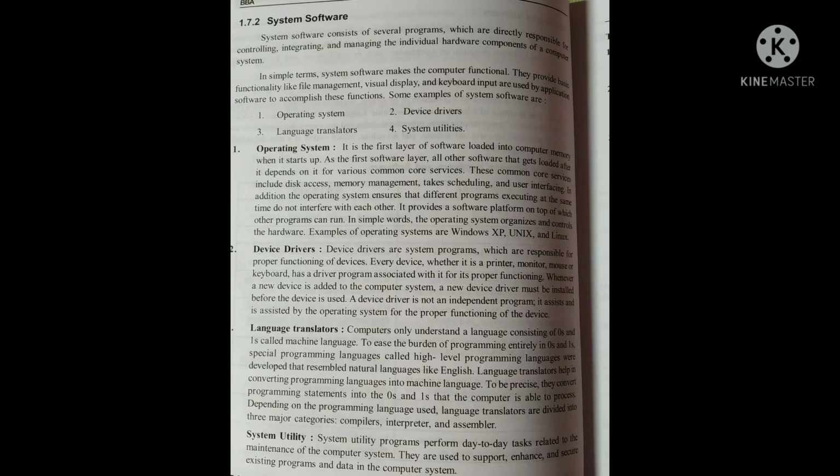In addition, the operating system ensures that the different programs executed from time to time do not interfere with each other. It provides a software platform on top of which other programs can run. In simple words, the operating system organizes and controls the hardware. Examples of operating systems are Windows XP, Unix, and Linux. Next, the second one is the device drivers.